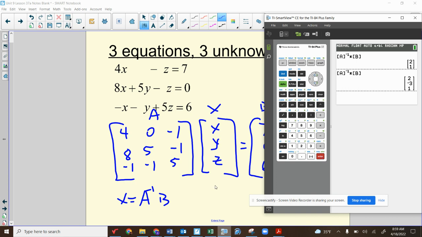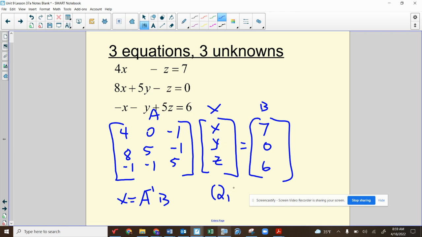We're going to write that as a point. So 2, -3, and 1. Okay, so that's how you solve systems of equations, either by hand or by calculator. So that's lesson 37. Let me know if you have any questions.